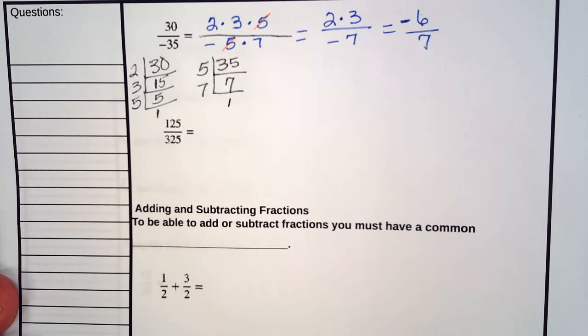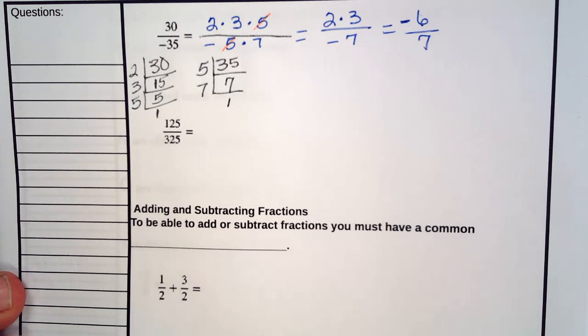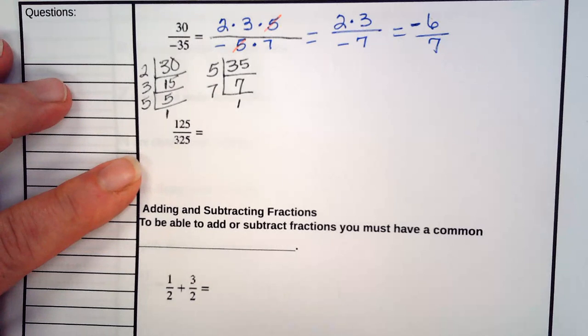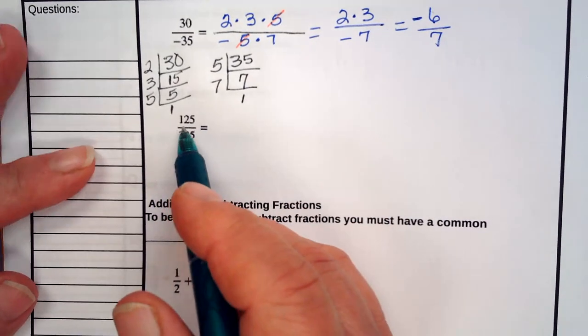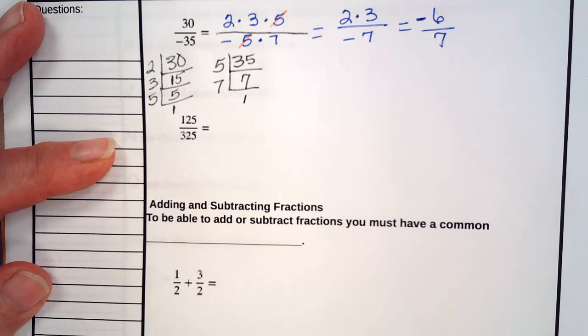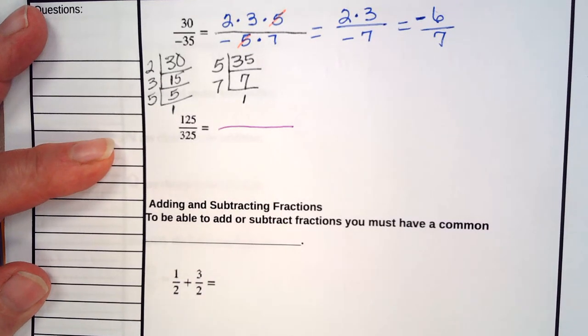Any questions? Okay. To be able to do the next one, we have to know what numbers will go into it. So as I am looking at this, 125.